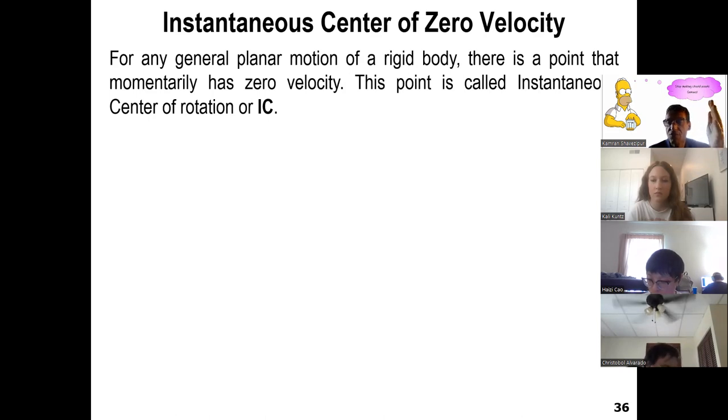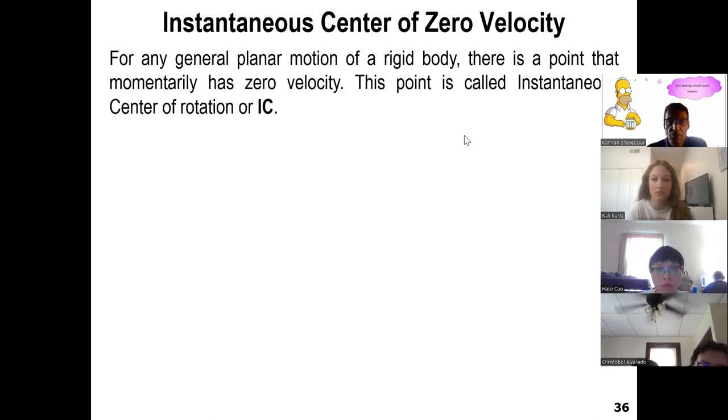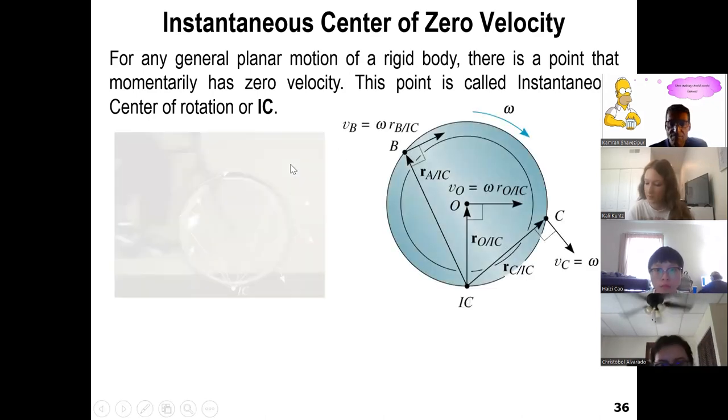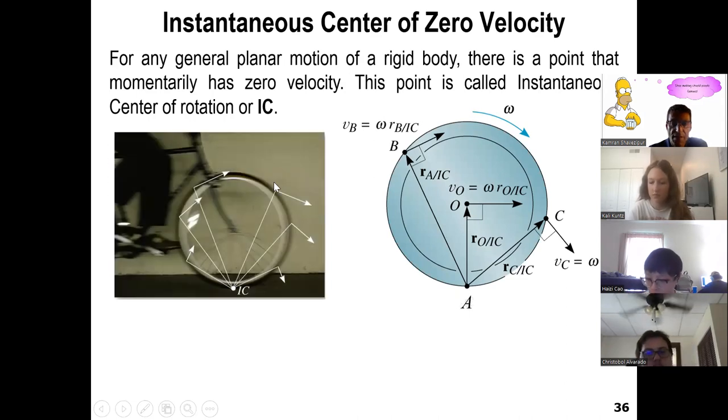It's like rotating about a fixed point. It's not a fixed point. At that moment, that point has zero velocity. So you'll see how this simplifies some of the analysis. So let's just have an example of a bike wheel, right?